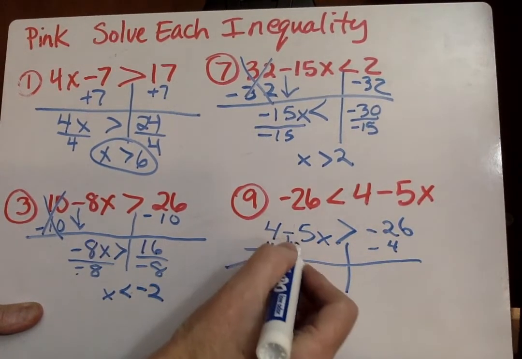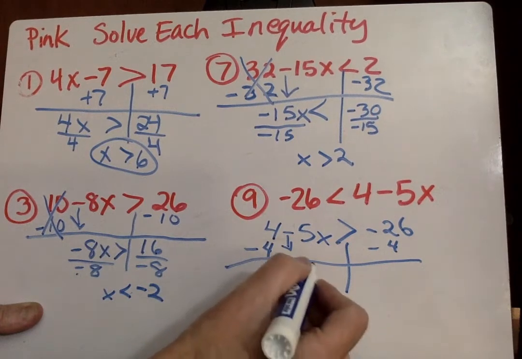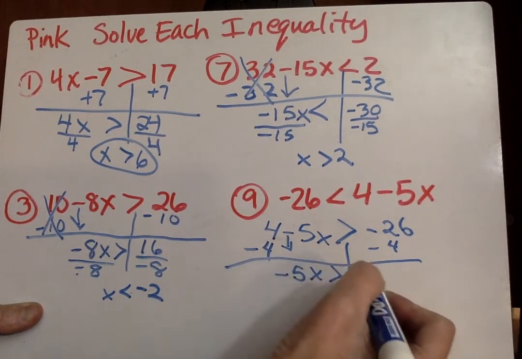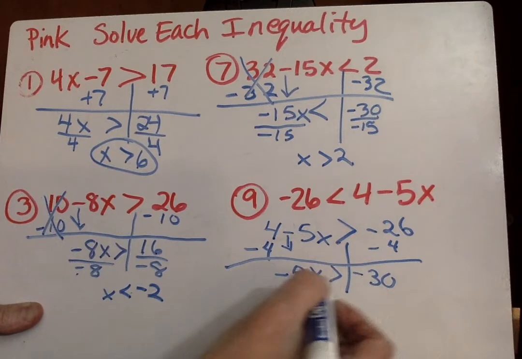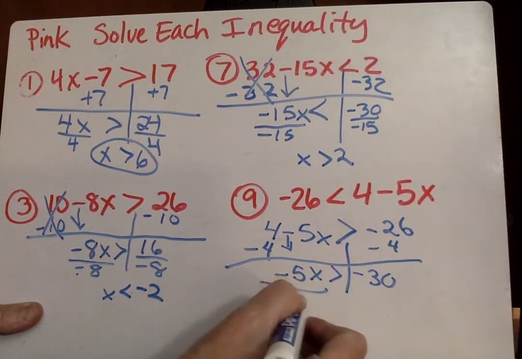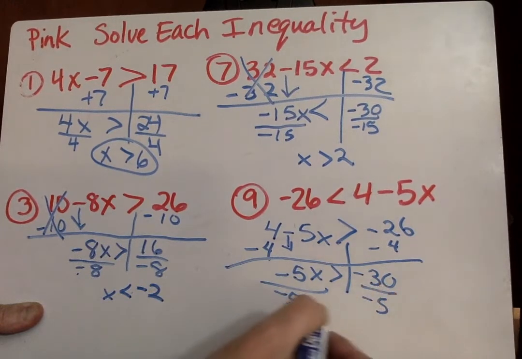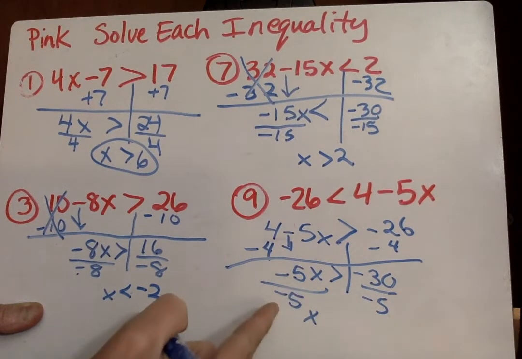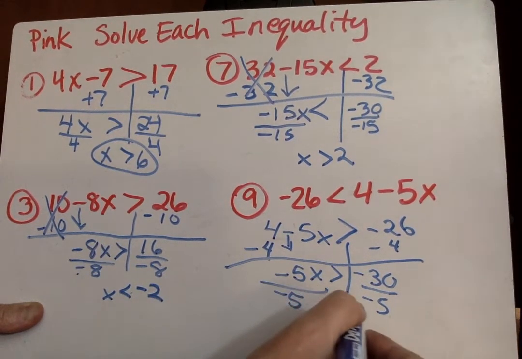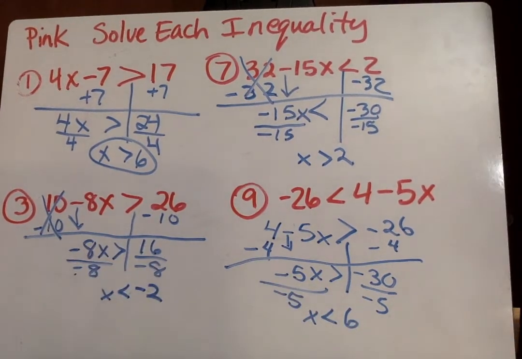Bring this down. The subtraction sign now becomes part of -5x. Divide by -5. Remember, it's -5 times x. Divide. Again, you divided by a negative, so you must switch the sign. So x is less than 6 for number 9.